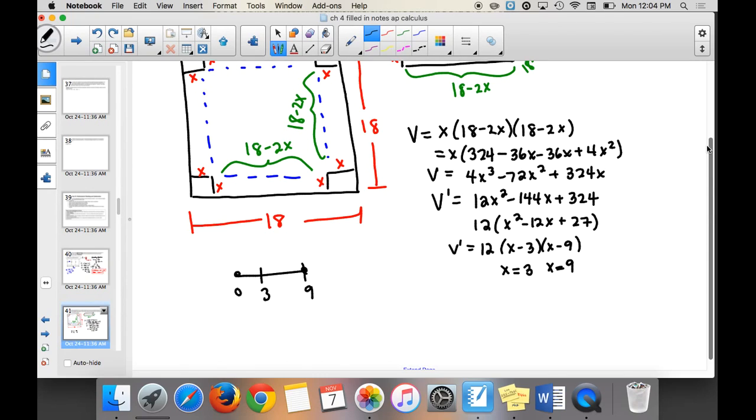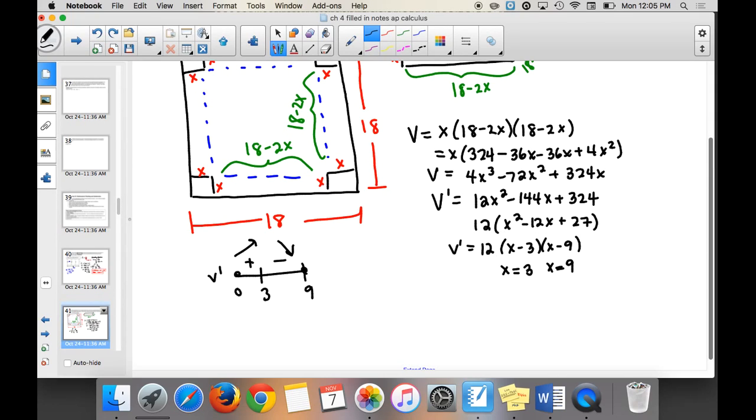Okay, so you can quickly check like 1 and 4 in our first derivative. So I have 12 times a negative number times a negative number, which would be positive. And then I have 12 times a positive times a negative, which would be negative. So it does go up and then it goes down. Where did you plug this into? Into the first derivative. I plugged it in right here.